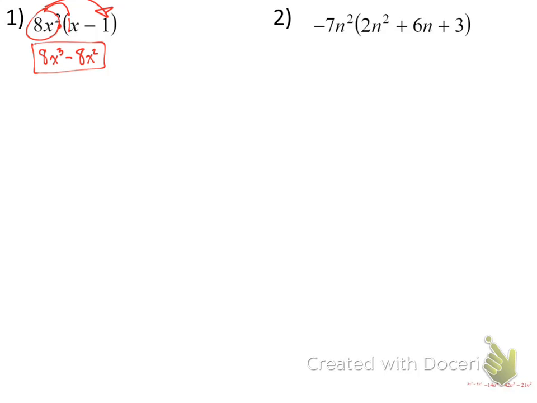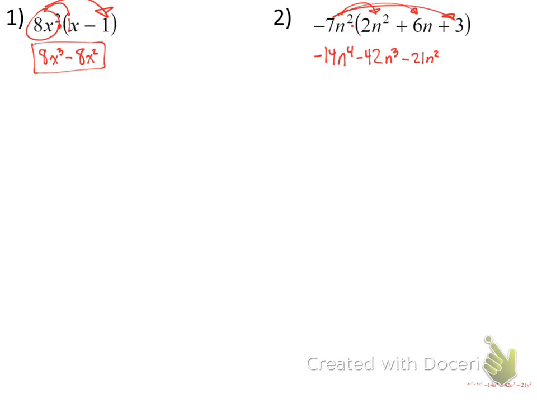Number 2, we have negative 7n squared, and we know it's being multiplied into this parentheses here. So we want to distribute this negative 7n squared into each of these 3 terms. So we got negative 7n squared times 2n squared. Negative 7 times 2 is negative 14. N squared times n squared we know is we add them, so it's n to the 4th power. Then we have negative 7n squared times 6. Negative 7 times 6 is negative 42. N squared times n is n cubed. Continue, we have negative 7n squared times 3 is negative 21n squared.